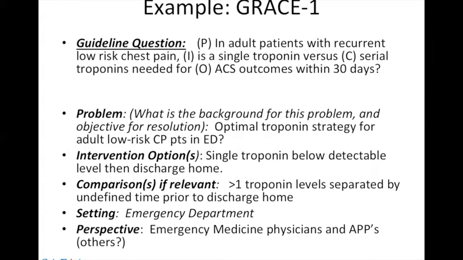Like I said, we'll reference back to GRACE 1, and the one question out of the 8 that project dealt with is what we'll highlight here. Question number 1 from that guideline group was: in adult patients, that's the P, with recurrent low-risk chest pain, based on definitions in that project, is a single troponin, the intervention, compared to serial troponins, the comparison, needed for ACS outcomes determination within 30 days? And that was the outcome of interest. The details of all of this you can see here on the rest of the slide. So the question is: in low-risk chest pain patients in the ED, does a single troponin versus serial troponins have useful predictive value for ACS outcomes in 30 days?